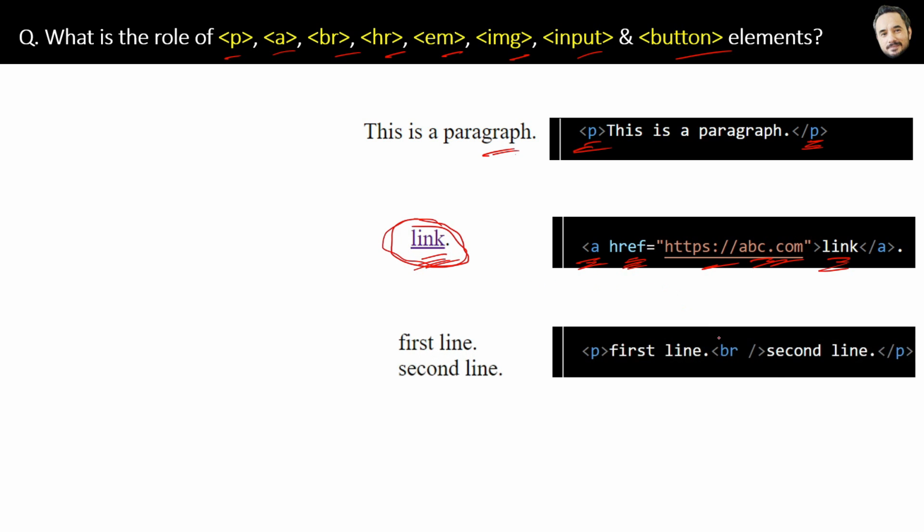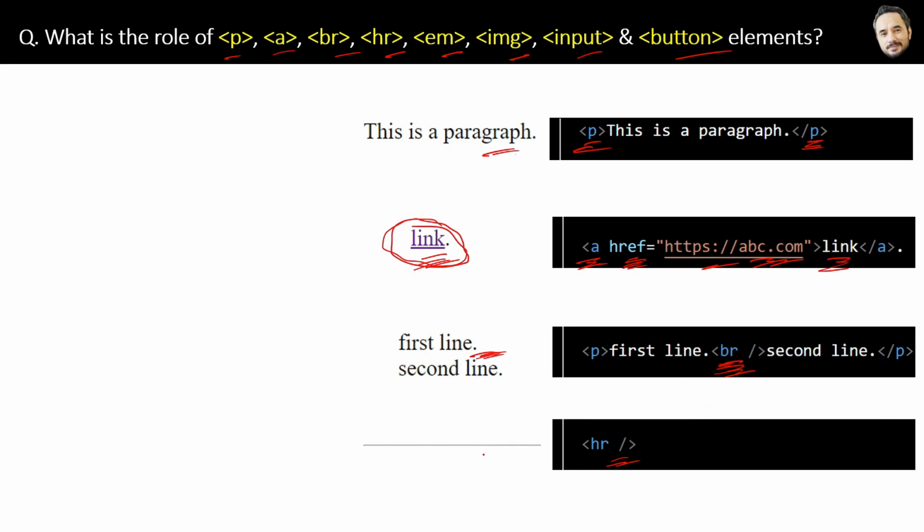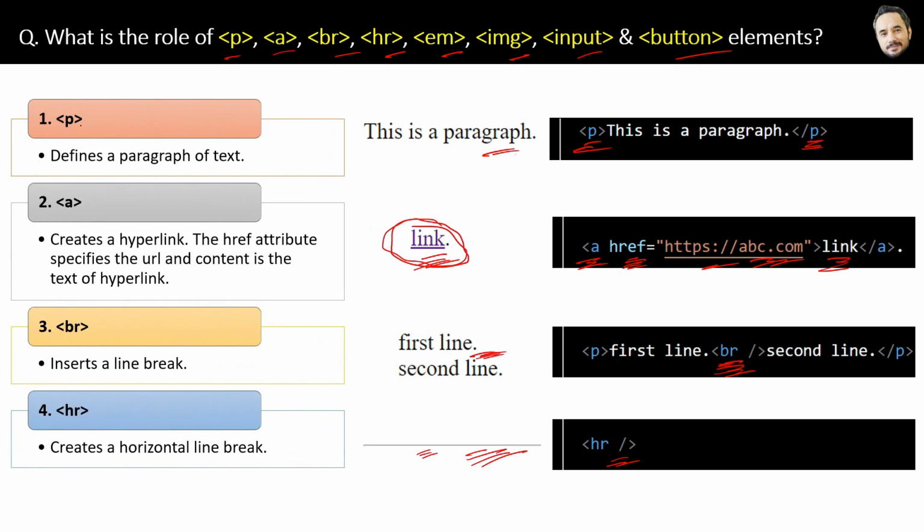The third element is BR, which inserts a line break. So whenever you need a line break in a paragraph like this or between elements or anywhere else, use the BR element. The fourth element is HR, which creates a horizontal line break like this. Same as BR, but in this case, the horizontal line will be visible and displayed. It is mostly used as a divider between two sections in HTML. And here are the details of these elements if you want to revise them later from the book.